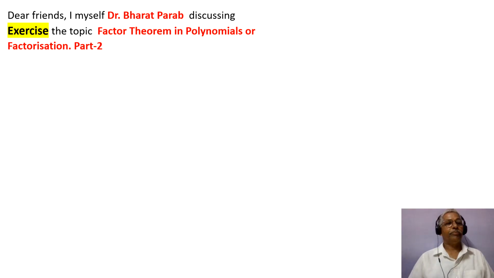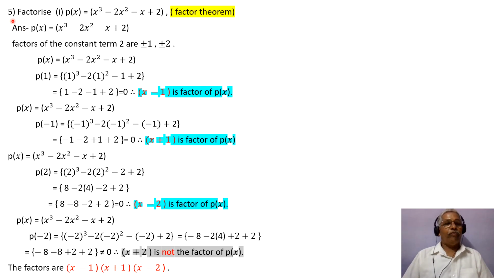So, fifth one in this. Actually, we have seen 1 to 4 of this exercise in part 1. So, this is the start of part 2. I am starting with the fifth one, factorize. First one in this, p(x) equals x cube minus 2x square minus x plus 2, by factor theorem.